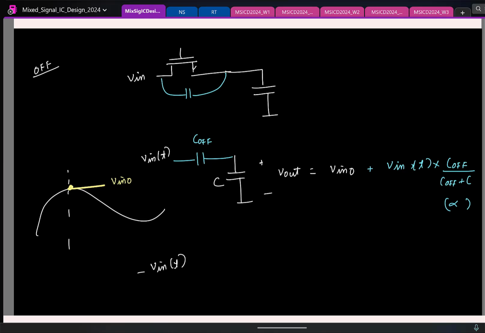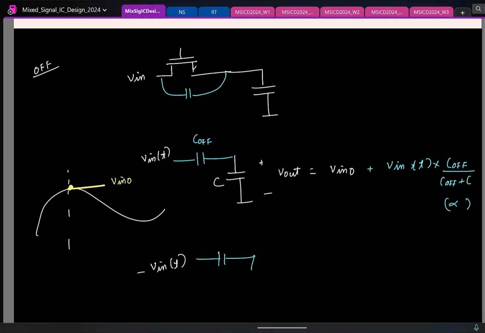No, I cannot add the two, right? If I have, you are saying something like this, but this will be having minus V in of t. If I add, everything will be 0. So what do you think I should do? I should add only this term. So how do you think I can add this term alone?